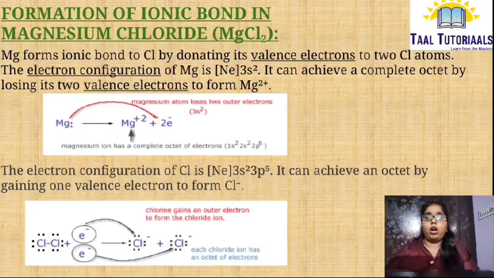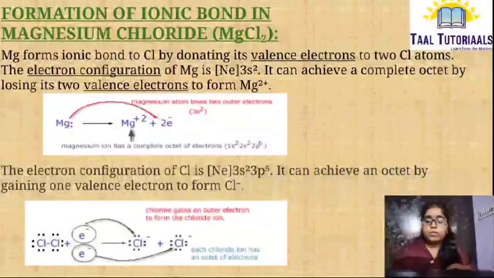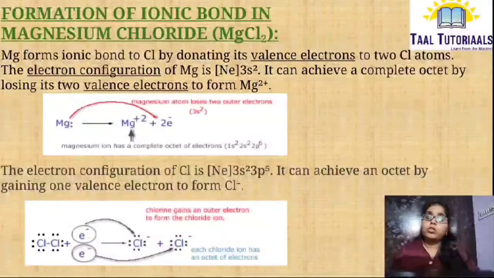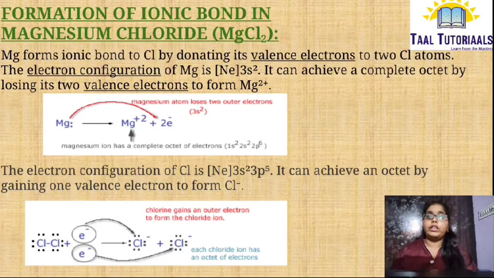Then formation of ionic bond in magnesium chloride. Magnesium forms an ionic bond to Cl by donating its valence electrons. It gives valence electrons to 2 Cl atoms. The electronic configuration of magnesium is neon 3s2, so that magnesium has 2 electrons in its valence shell. So it gives those 2 electrons to 2 chlorine atoms, so that it can achieve what? A complete octet electronic configuration by losing its 2 valence electrons.